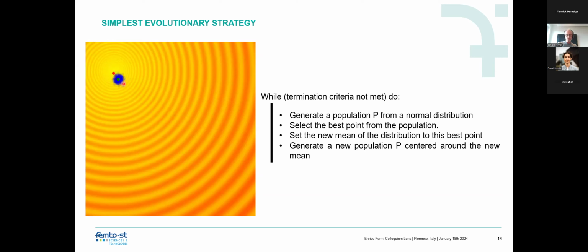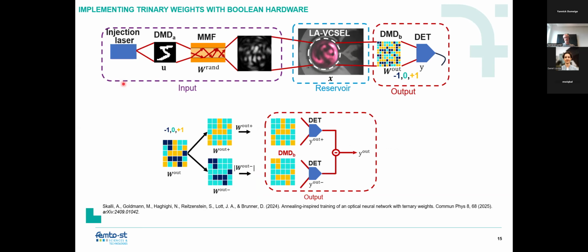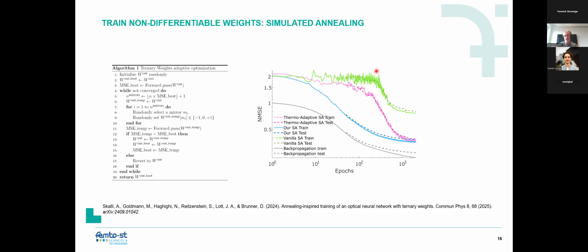So the first way we've implemented this is with discrete weights, where we use the DMD also at the output. So trinary weights, -1, 0, and +1. The problem is with this, you cannot really use these kind of analog wiggling schemes because it's too discrete. So we updated something called a simulated annealing algorithm. I will not go really down into the details. You can have a look at this publication from this year. We updated the simulated annealing.